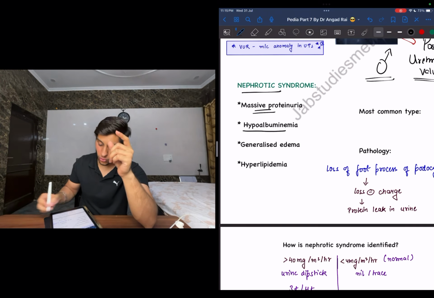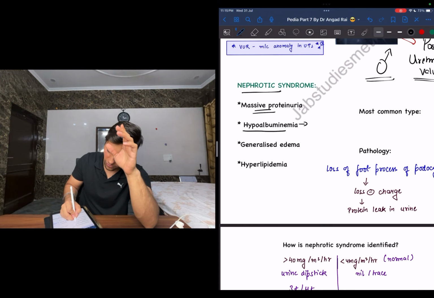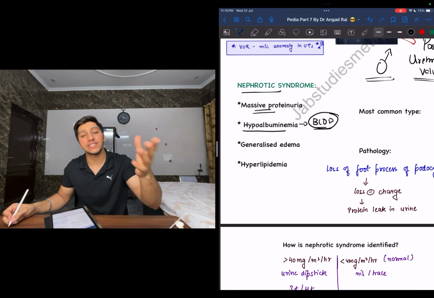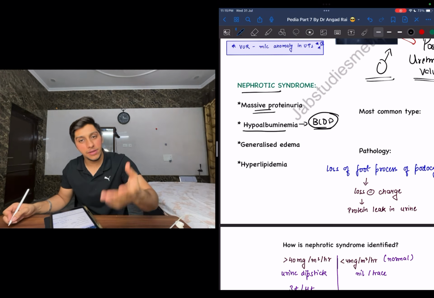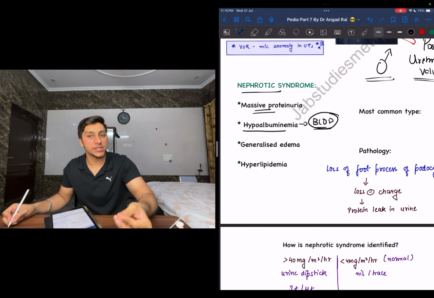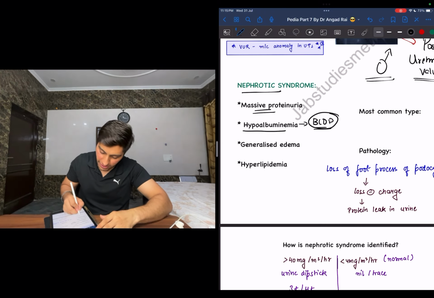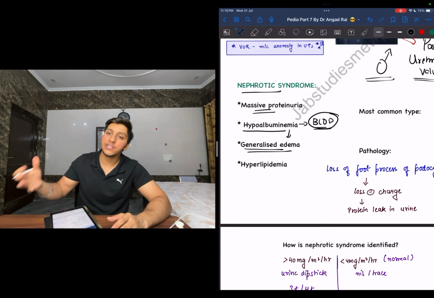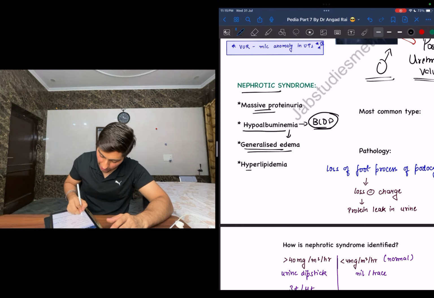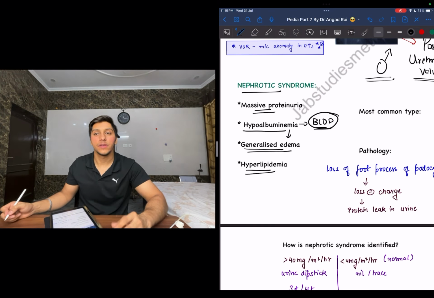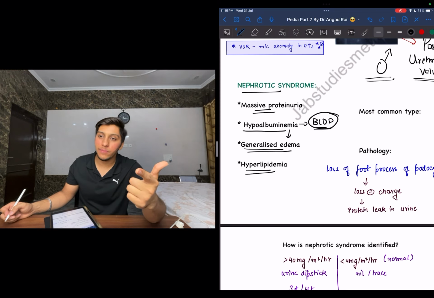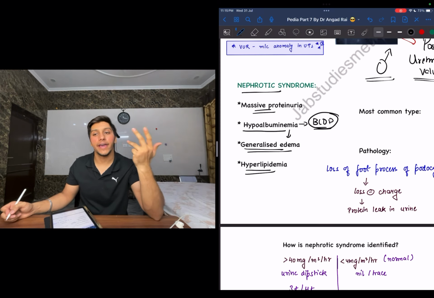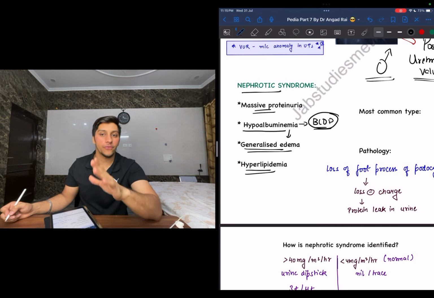You guys know that albumin, we discussed this already, is responsible for blood colloidal osmotic pressure. This blood colloidal osmotic pressure is responsible for keeping the fluid inside the blood vessel. Now, albumin is not there, so there is no osmotic pressure, so everything will go out. That is why the patient will suffer from generalized edema. And our body responds by increasing the lipids, so you will have hyperlipidemia. Massive proteinuria, hypoalbuminemia, generalized edema, and hyperlipidemia. Like this, you will not forget this condition now.